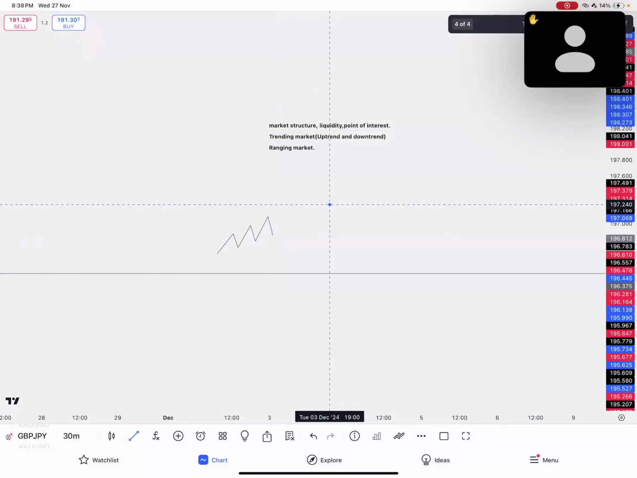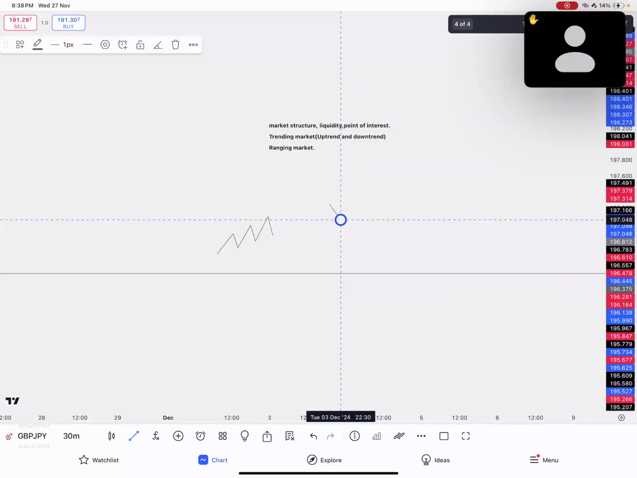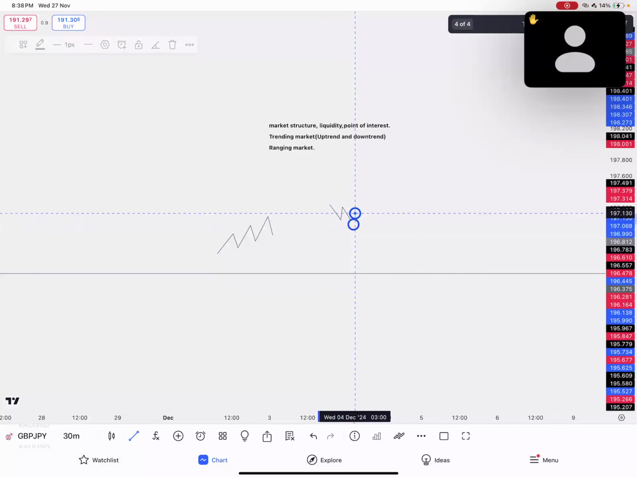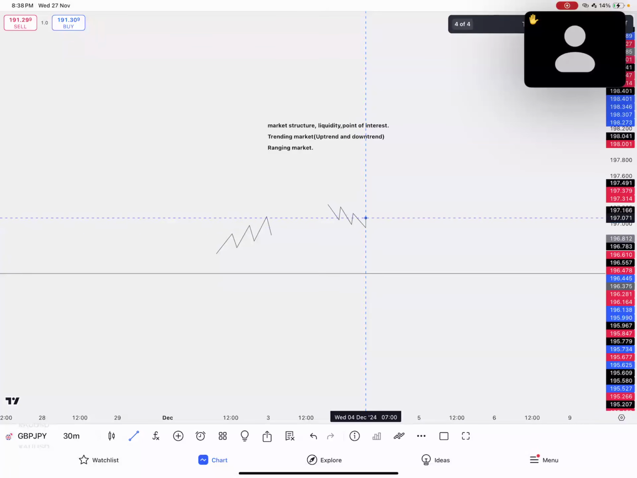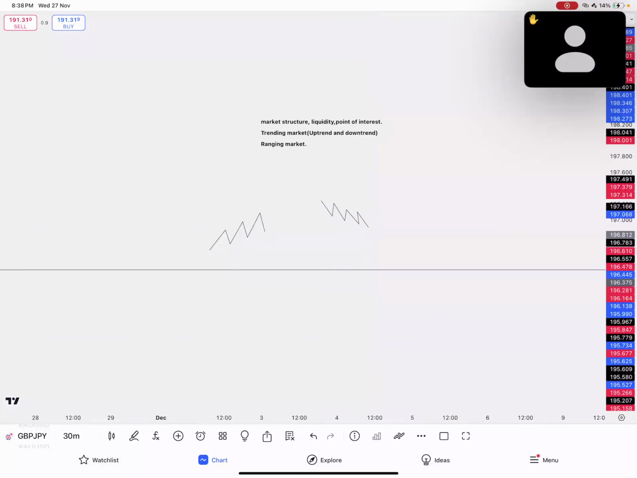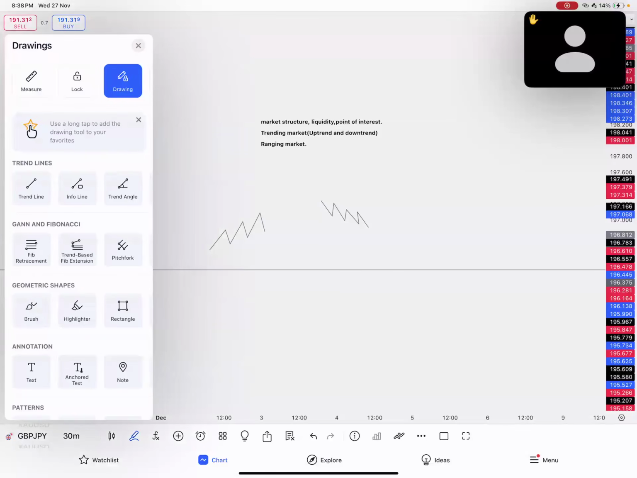Then a downtrend is the market making a series of lower highs and lower lows. This signifies that the market is in a downtrend. So this is the uptrend, and this is the downtrend.